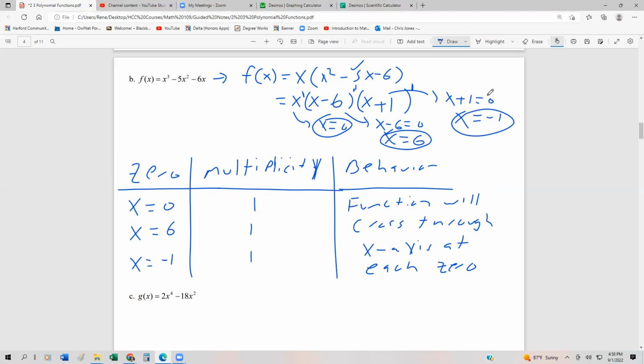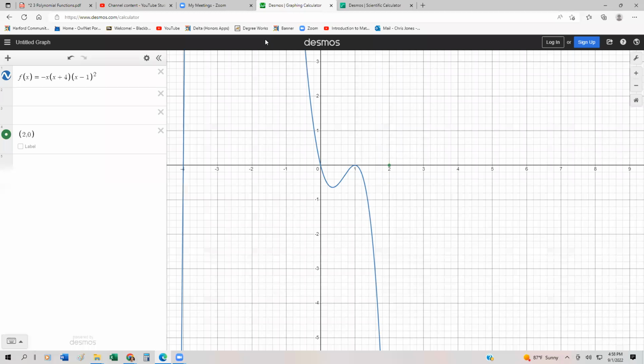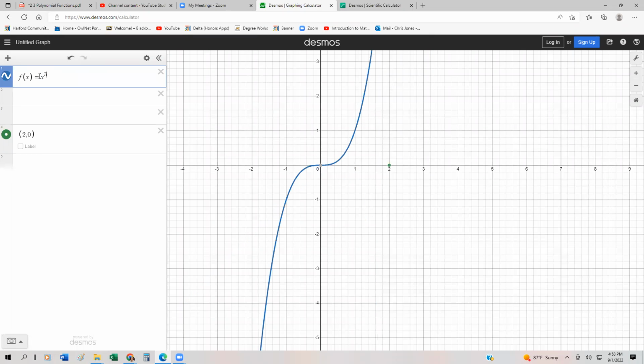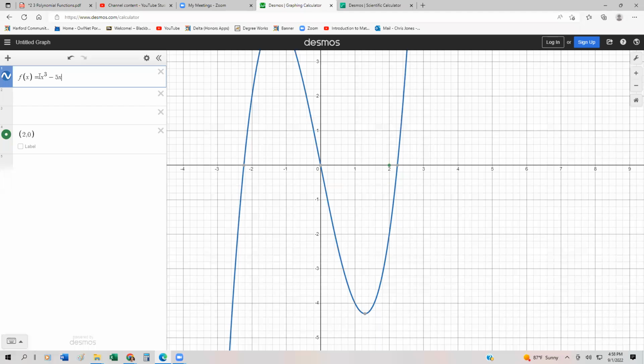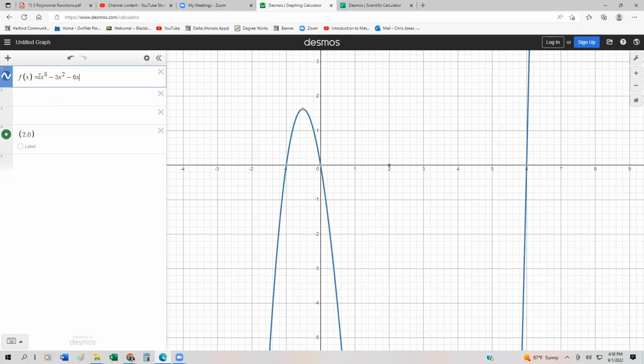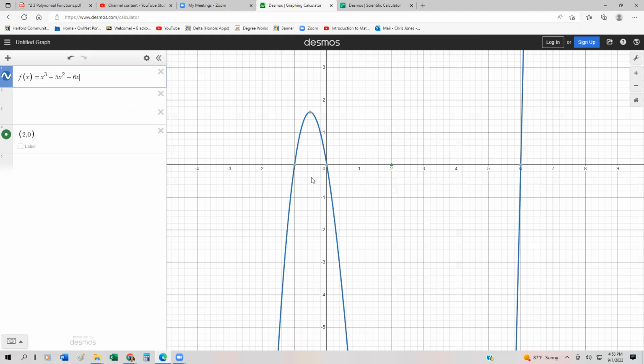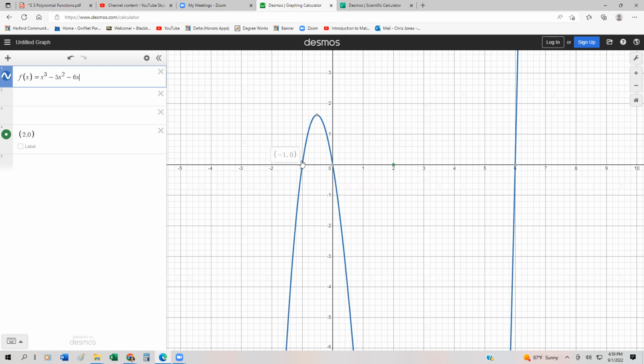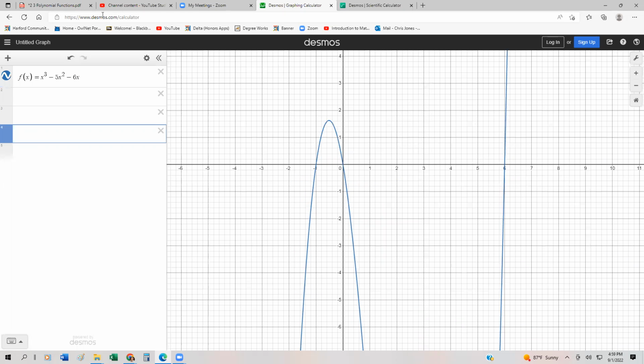And just to verify that, of course, we should graph this. Okay, so remember our function, we had x cubed minus 5x squared minus 6x, right? And remember we had our three zeros. We had -1 crosses through, 0 crosses through, and then 6 crosses through. All right, so of course it supports what we initially suggested.